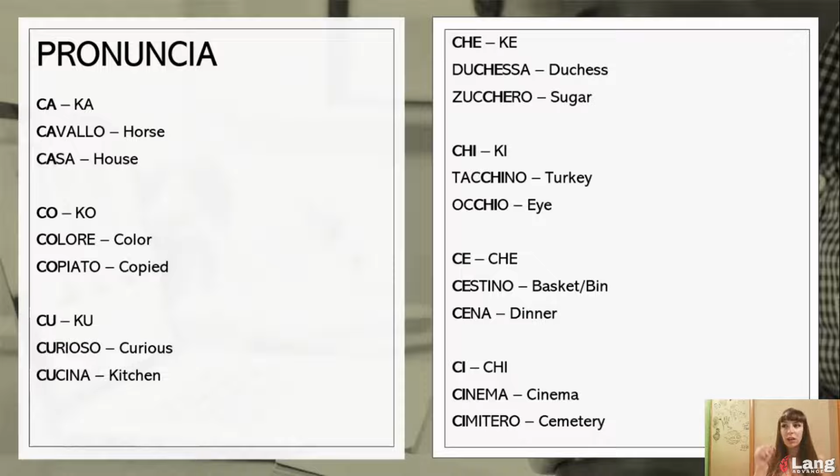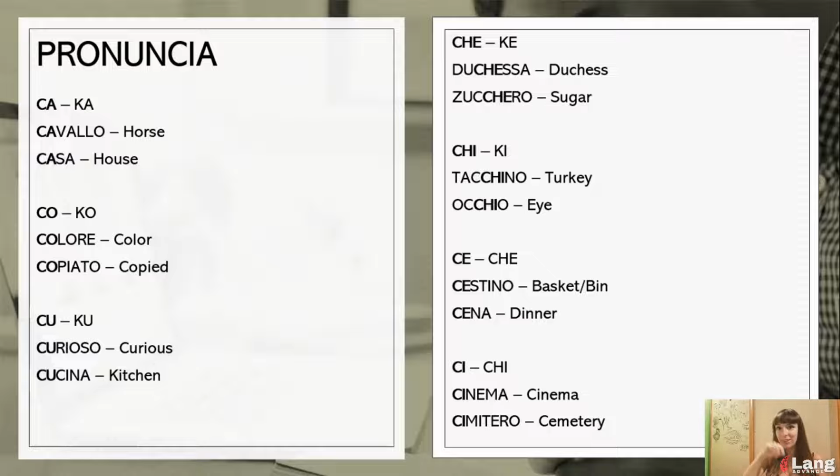Attention! When C is followed by H and E or H and I, the sound will be also strong. So it's the opposite of English. CHE will make a K sound. CHI will also make a K sound. So duchessa won't be duchess, but duchessa. Zucchero, tacchino, occhio.